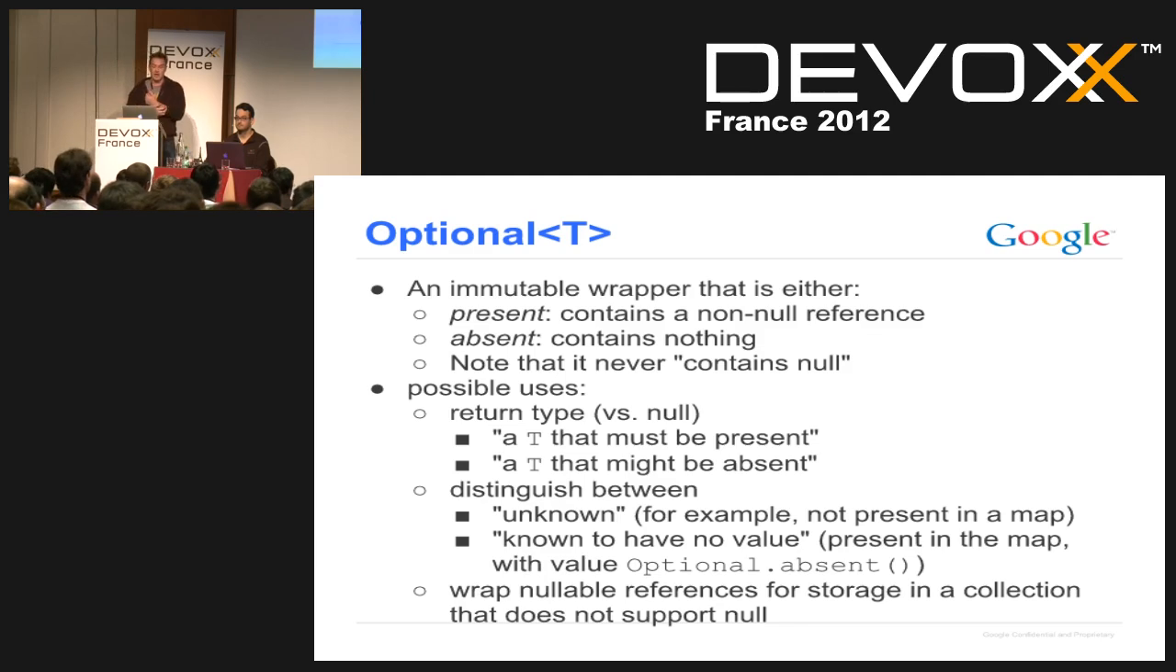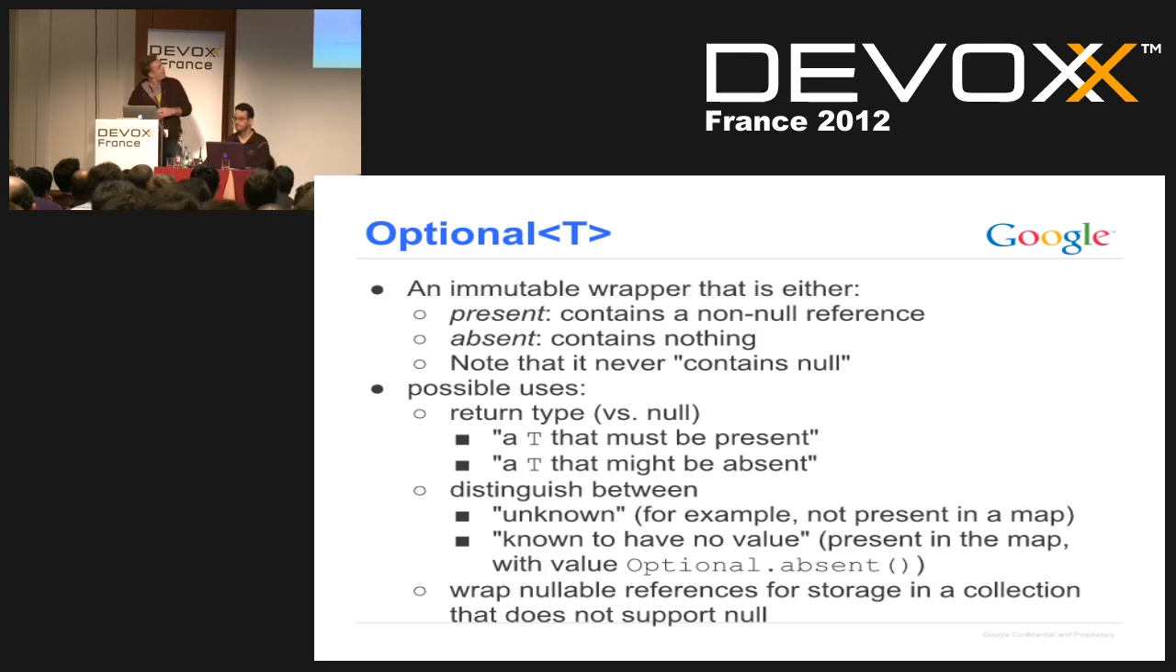Possible uses for the Optional class: as a return type. So instead of returning null or a nullable Foo, you can return an Optional Foo. Then if people try to dereference whatever they get back from the method, they won't null pointer out right away. They'll have the option of seeing if that Optional is present or not. You can also use it for other things, like if you'd like to store instances in a collection that doesn't support null values. Like any of our immutable collections, they don't support null values, so you could wrap them in an Optional.